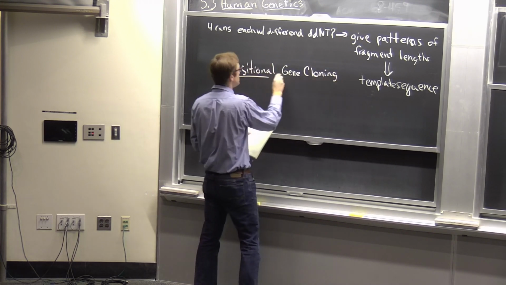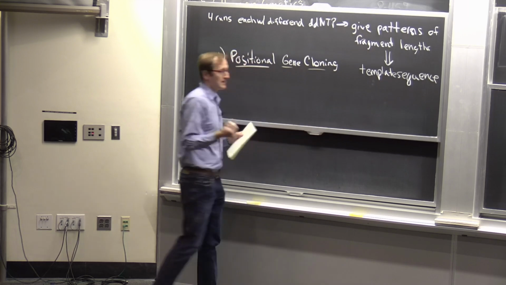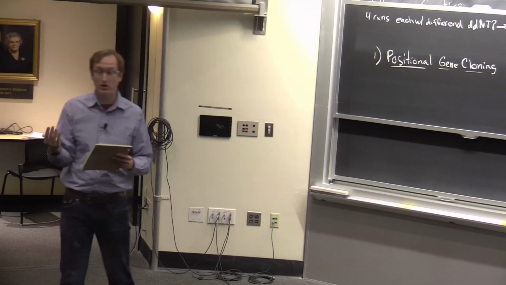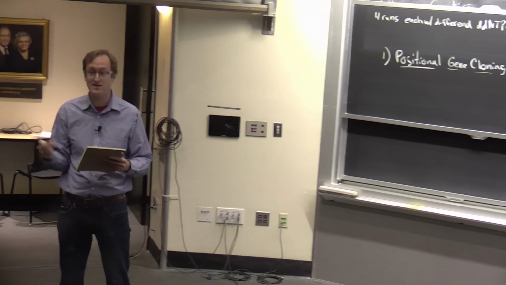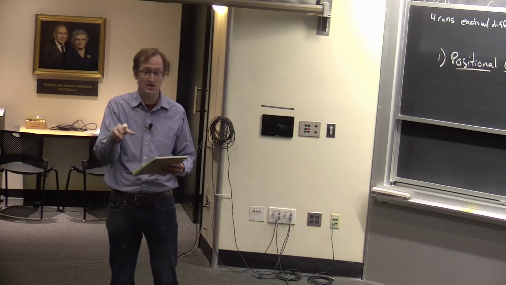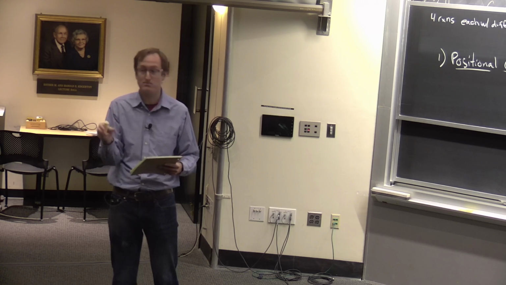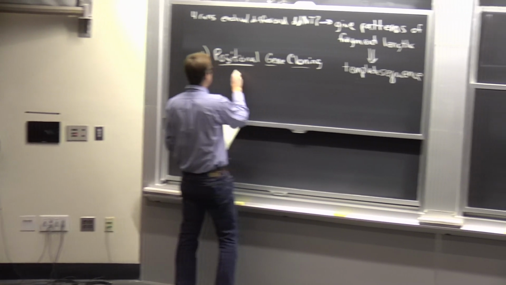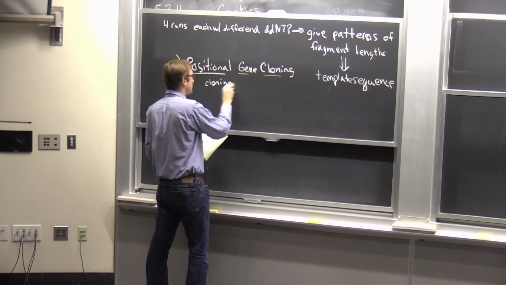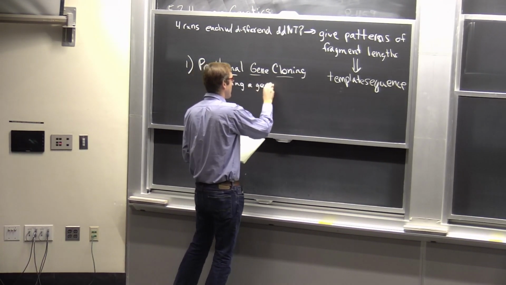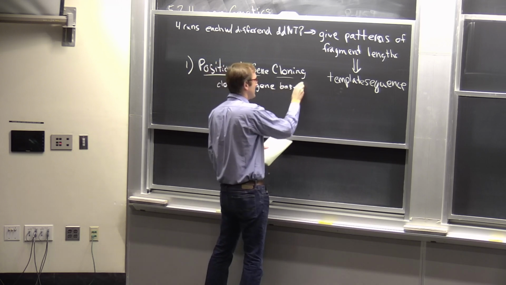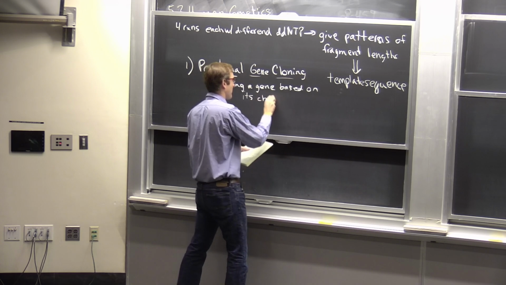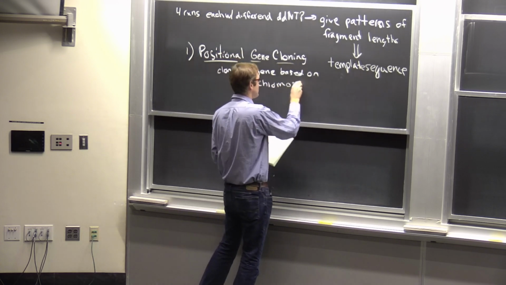And what positional gene cloning is, it's basically cloning a gene and an allele that's responsible for a disease based on its position in the genome, positioned in a particular chromosomal region, okay? So it's basically cloning a gene based on its chromosomal position, or its chromosome position.